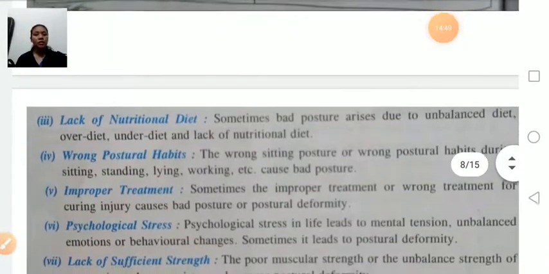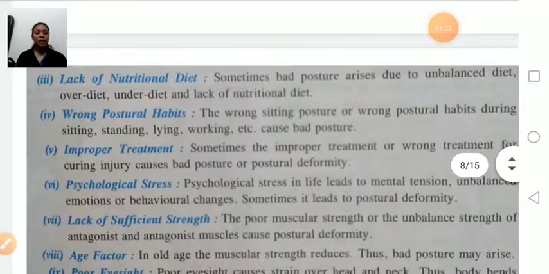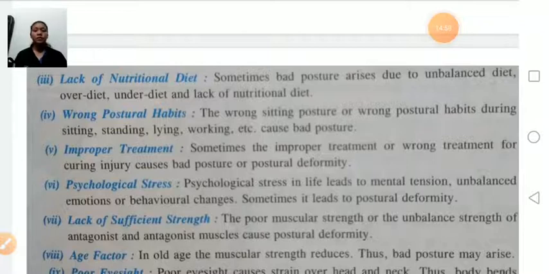Wrong posture habit. If the person has a wrong posture habit, like wrong sitting posture, standing posture, lying posture, walking, etc., then it will cause bad posture.